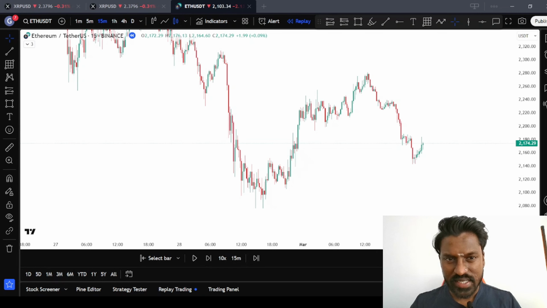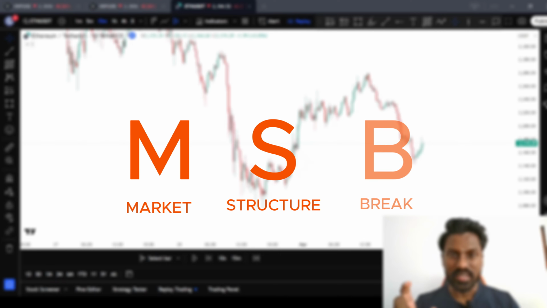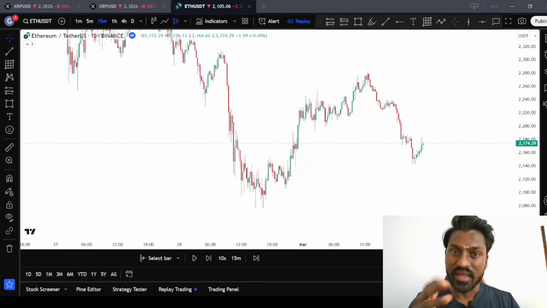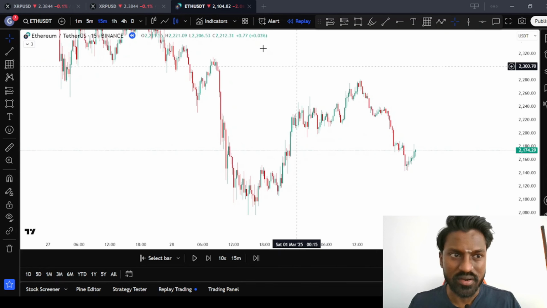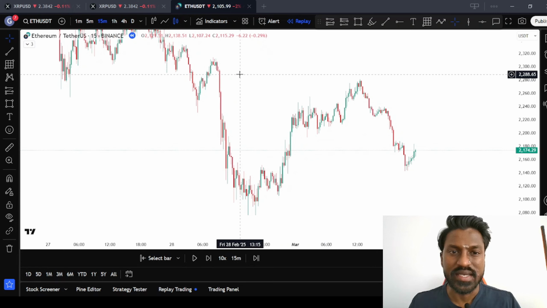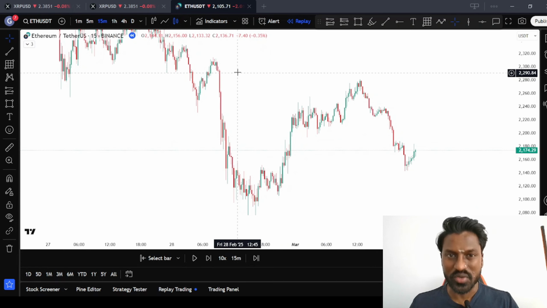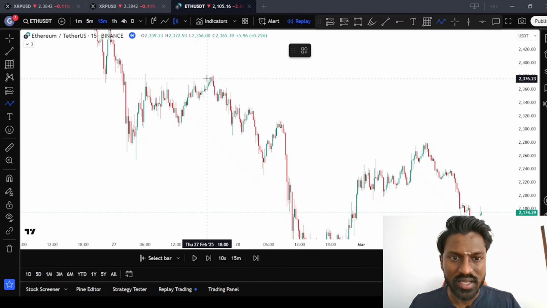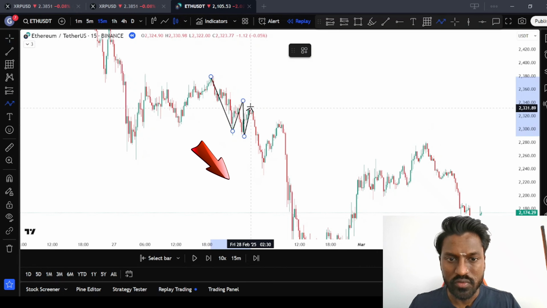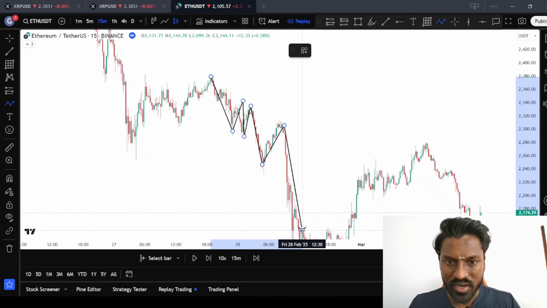Okay, traders, so let's get into the concept of what MSB actually is, and most importantly, how powerful can it be. So if you look into this structure right now, this is for Ethereum, ETH, a very popular cryptocurrency. So what are we realizing right now? We're realizing we are actually in a move towards the downside, correct?